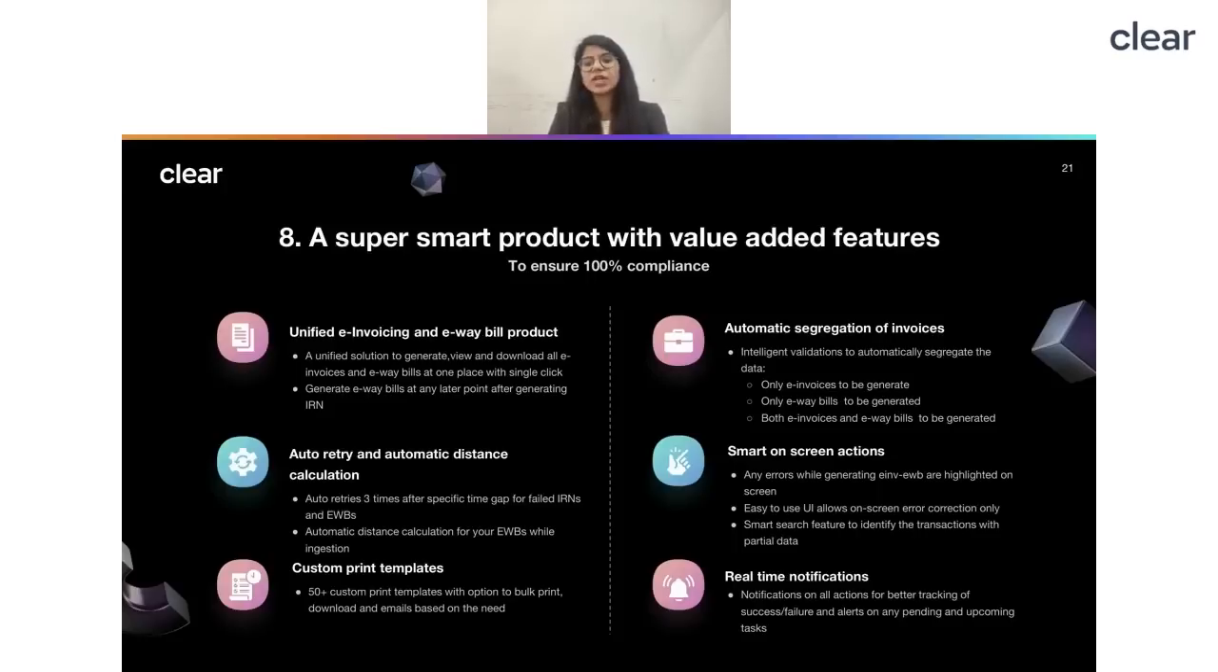Another question from Lavina is asking, can I generate e-invoicing in bulk? Yes, Lavina, you can even generate the invoicing in bulk. So that option is also available.